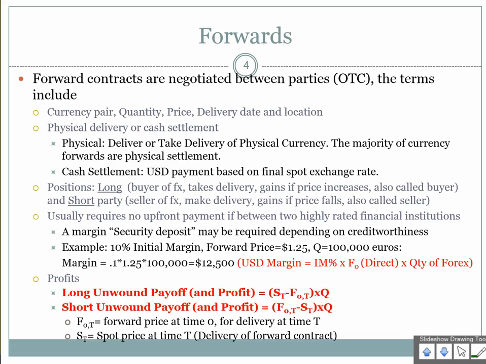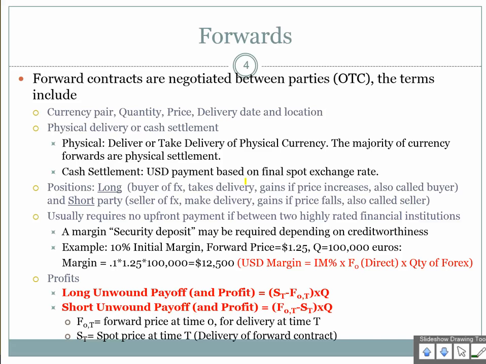So let's talk about what a forward contract is. All right, a forward contract is simply a contract negotiated between two parties. We call these parties the counterparties of the contract. And in this contract, you just agree to buy and sell a currency at a future date and time.